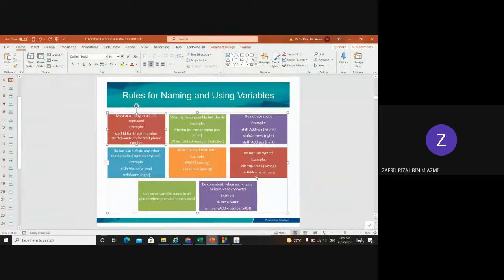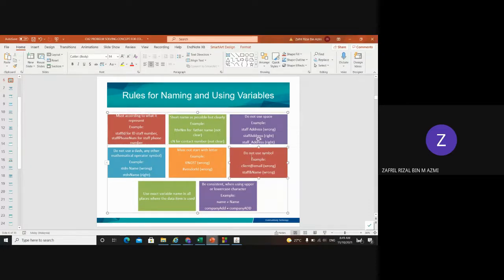Okay, the next rule is your variable or constant name must not start with a number. So you cannot start with 6. For example, for staff ID, if you put 9 at the start, it is wrong. You will get an error in your program.